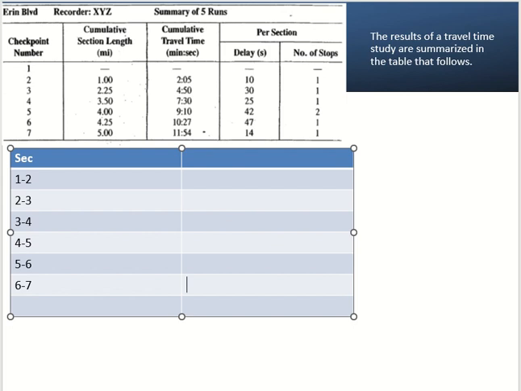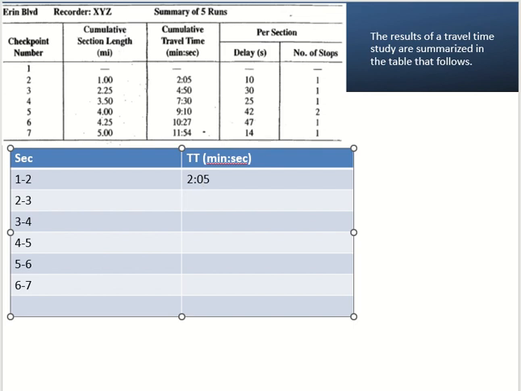Now I need the travel time of each section, right? For the first section, it's in minutes and seconds, so we'll keep it as it is. Travel time for the first section between 1 to 2. How many minutes and seconds? 2 minutes, 5 seconds, whatever is given. Because everything is from point 1, so no problem here. 2, 0, 5.